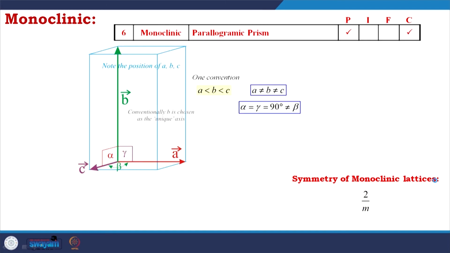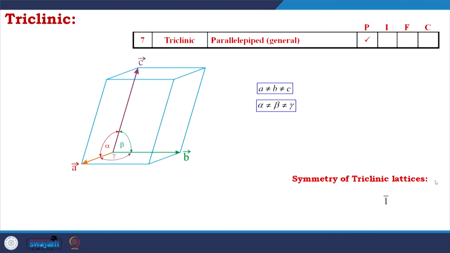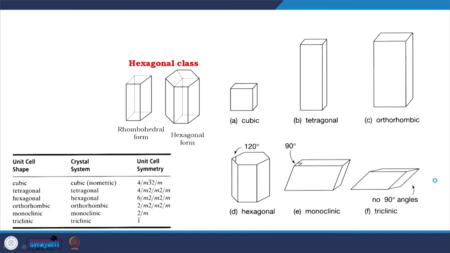Here a not equal to b not equal to c for the sides, and a less than b less than c, alpha equal to gamma equal to 90 degrees, not equal to beta. The symmetry is 2/m only. Triclinic, its primitive, a not equal to b not equal to c, alpha not equal to beta not equal to gamma, and only 1 bar is the symmetry operation.